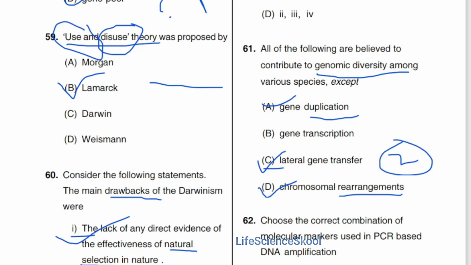So now the left one is option B. So option B is the one. That is gene transcription. What is gene transcription? In transcription, you already have the gene, and you are just transcribing that gene. That's all. You are not going to add any different varieties there. As it is, you are just copying that.